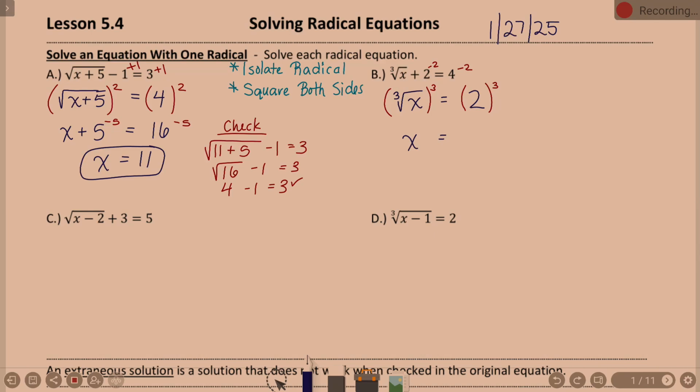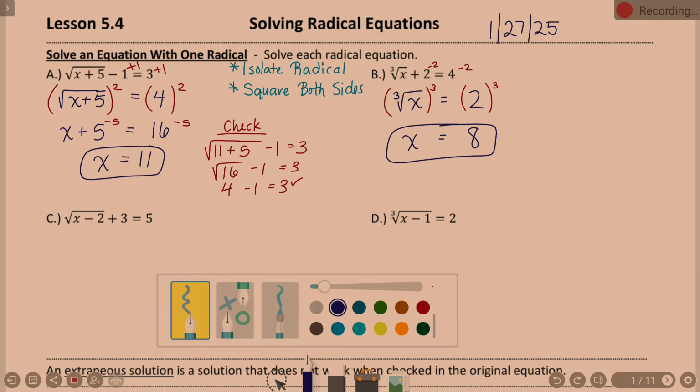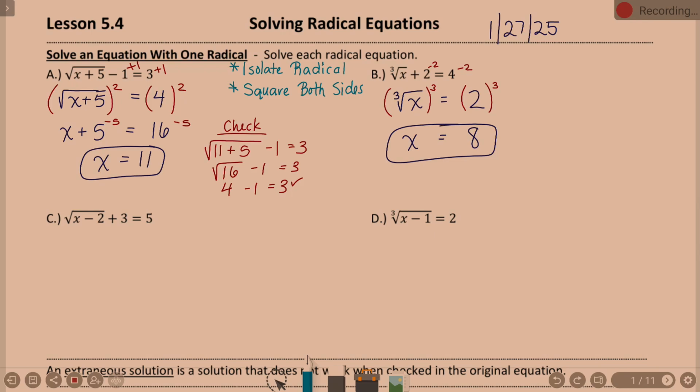2 times 2 times 2 is 8. Okay, so one thing I want to add real quick. When I said square both sides earlier, realize, is it always going to be square? It could be square, it could be cube, it could be whatever power we needed it to be, okay?